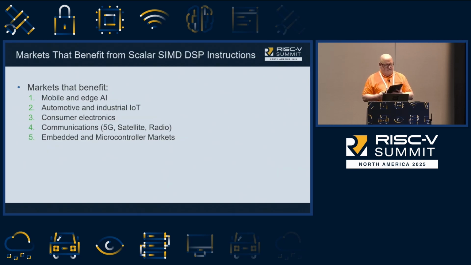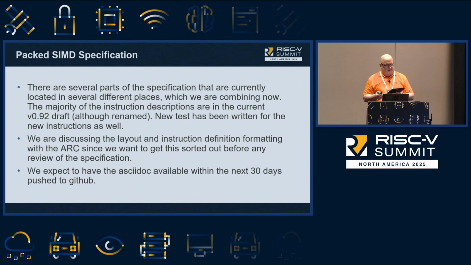markets that benefit from this type of work, well, we have the mobile and the edge AI with audio and imaging pre-processing, sensor fusion, always on AI tasks like keyword spotting, low res face detection, and efficient handling of quantized neural networks with Int 8 and Int 16. I think I skipped ahead on a slide.